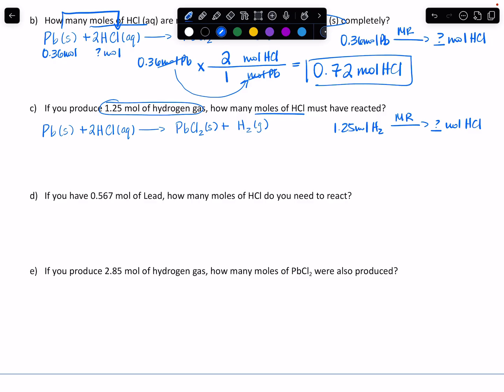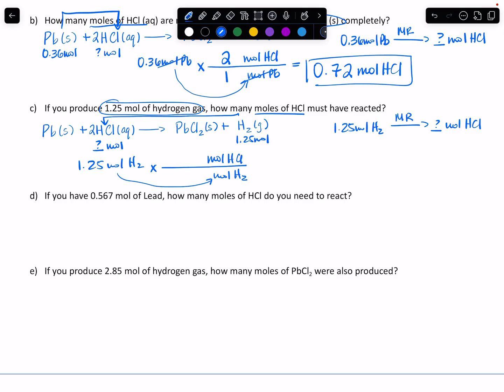Oh, I forgot to put this. I'm sorry. We should have put 1.25 moles under the H2 and then a question mark and moles under the HCl. So this time we're converting to here. Again, one step. So 1.25 moles of hydrogen gas. Conversion factor, this unit's going to go on the bottom, moles of H2. I'm trying to find moles of HCl, so that goes up top.